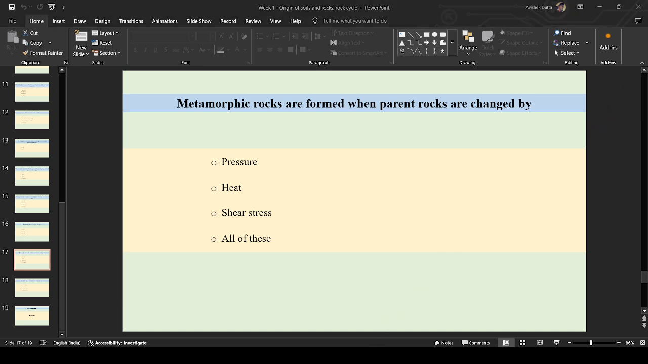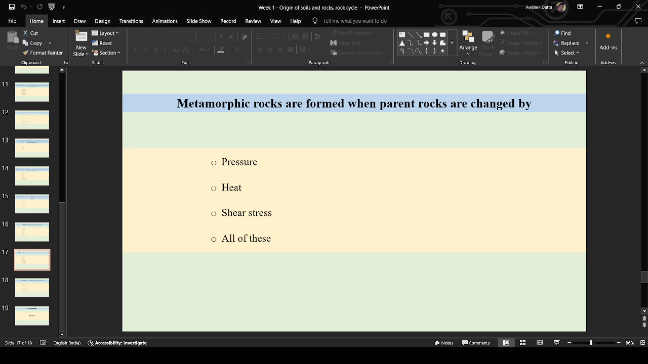So, this question again I'll repeat once. Metamorphic rocks are formed when parent rocks are changed by. The options are pressure, heat, shear stress, or all of these. Okay. Last question now.